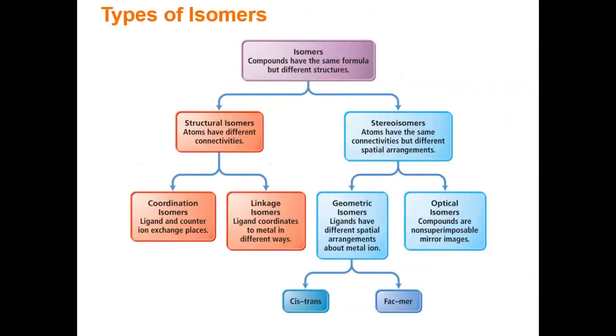Now, what we're going to focus on for the next few minutes is on the ability of these compounds to form isomers. And what you have here is a flow chart that shows you the different kinds of isomers. Remember, an isomer, we learned about this in OCHEM. These are compounds that have the same formula but different structures. And just like with organic compounds, with coordination compounds, you can have structural isomers or you can have stereoisomers.